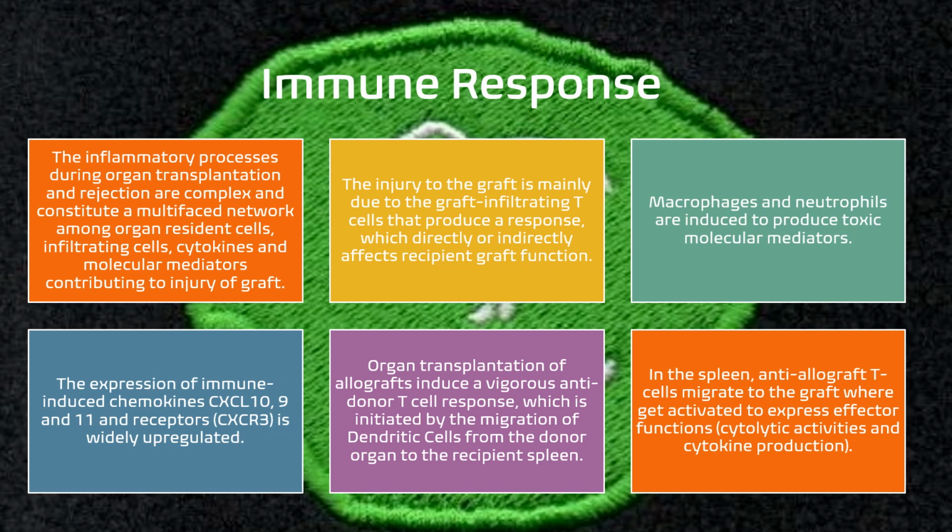Once organ transplantation of allografts induces a vigorous anti-donor T cell response, which is initiated by the migration of dendritic cells from the donor organ to the recipient spleen. In the spleen, anti-allograft T cells migrate to the allograft, where there is an activation to express effector functions, for example, cytolytic activities and cytokine production.